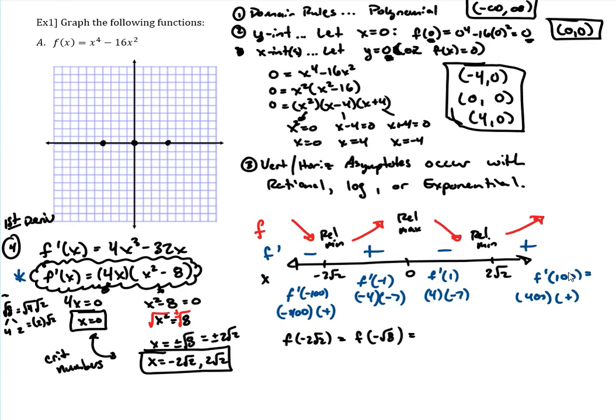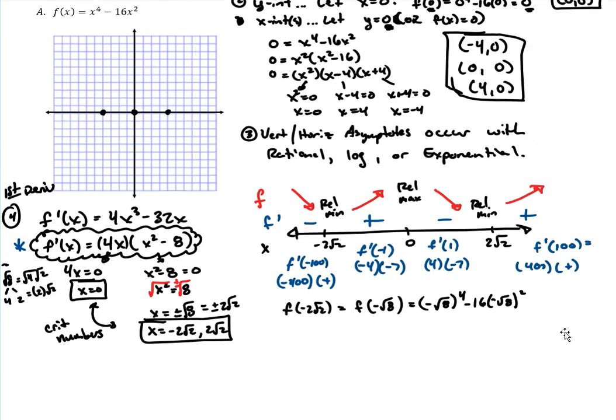Okay, so if we were to plug this into our original function, x to the 4 minus 16x squared, we would have negative radical 8 to the 4 minus 16 times negative radical 8 squared. And then what's going to happen with this? Well, this is the square root of 8 times the square root of 8 times the square root of 8 times the square root of 8, which really is just 8 times 8. It would be 64.